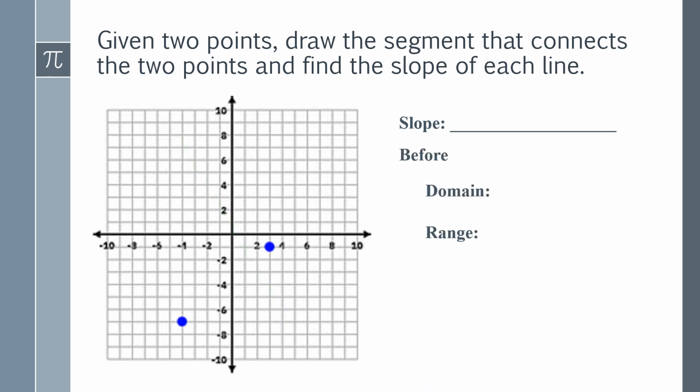Okay, so our slope from this one again was 6/7. So we'll just put that right there. And we're going to list our domain and range. This is at (3, -1). And this is at (-4, -7). So let's list our domain: {-4, 3}. And our range is from -7 to -1.